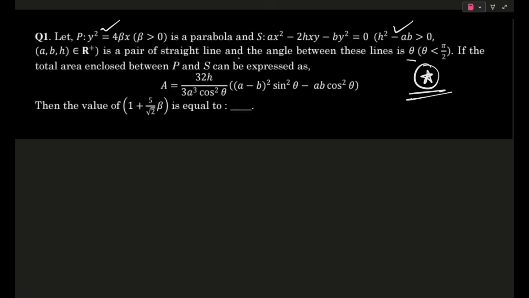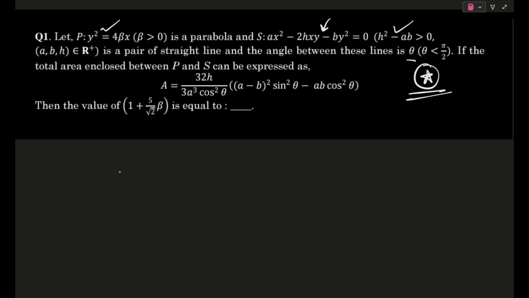So guys, first thing is that you can see the area enclosed between P and S. Now S is a pair of straight lines and we obviously can't find out the area in between a parabola and a pair of straight lines. We can between a parabola and a single straight line. Okay. So first target would be to find out something from this. Maybe we can find out two straight lines from this. Okay. That would be our first target.